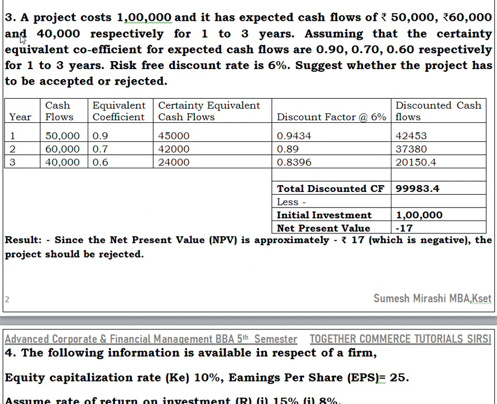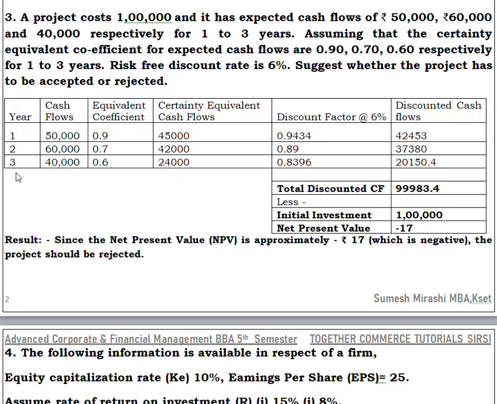The next problem is like this. Question number 3. This is also for 5 marks. A project costs rupees 1 lakh and it has expected cash flows of 50,000, 60,000 and 40,000 respectively for 1 to 3 years. That means for the first year it is 50,000, for the second year it is 60,000 and for the third year it's 40,000. Assuming that the certainty equivalent coefficients for expected cash flows are 0.90, 0.70 and 0.60 respectively, and the risk-free discount rate is 6%, suggest whether the project should be accepted or rejected.